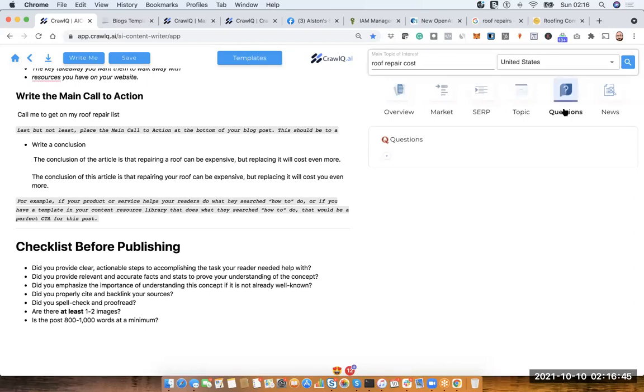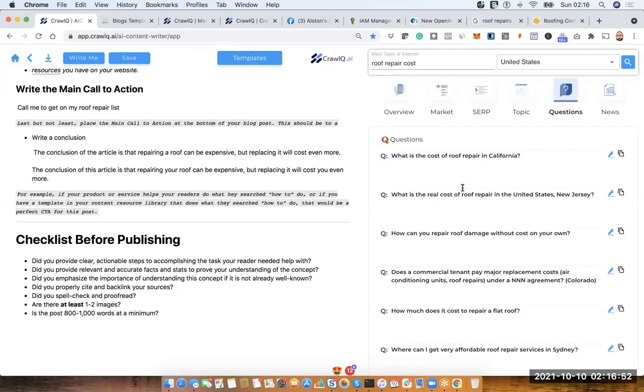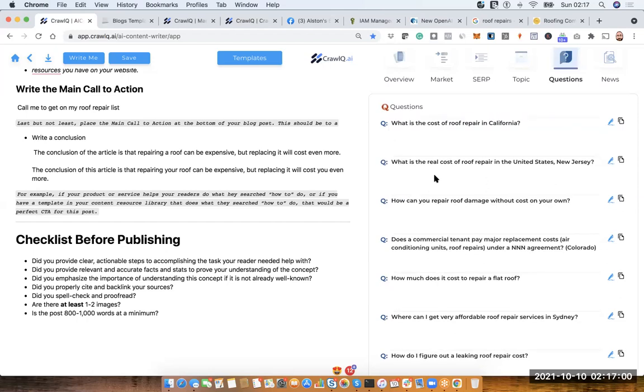That's similar to just smaller tools, but at least it's incorporated. It has pulled many of them now. So what is the cost of roof repair in California? What is the real cost of roof repairs in the United States, New Jersey? How can you repair roof damage without cost on your own?